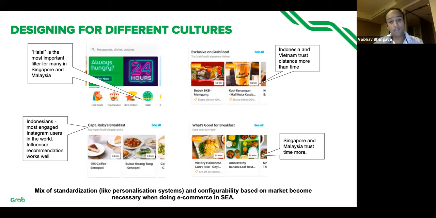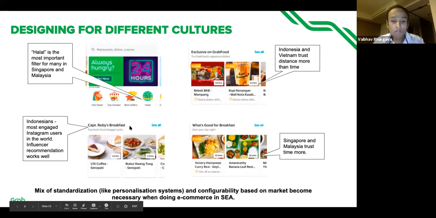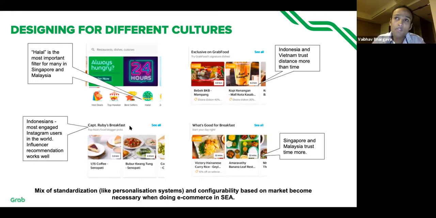And another interesting aspect is how people perceive content. For example, you see a recommendation of a food here. It says Captain Ruby's breakfast. Now the reason this probably works here is because Indonesia is probably, after Brazil, the heaviest user of Instagram in the world. I think it's about 4x heavier than other comparable developing countries. And so a lot of restaurants here have their own Instagram pages. There are a lot of food influencers.